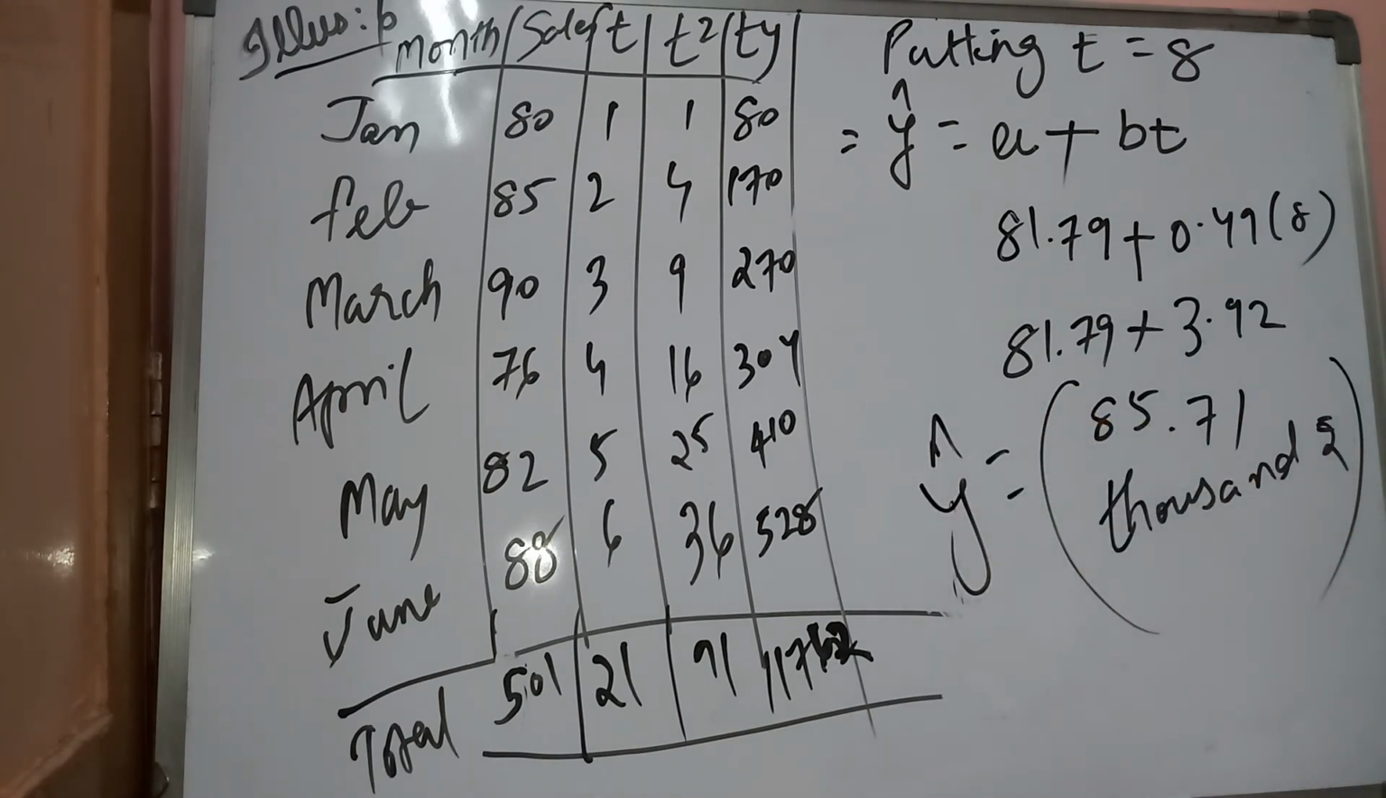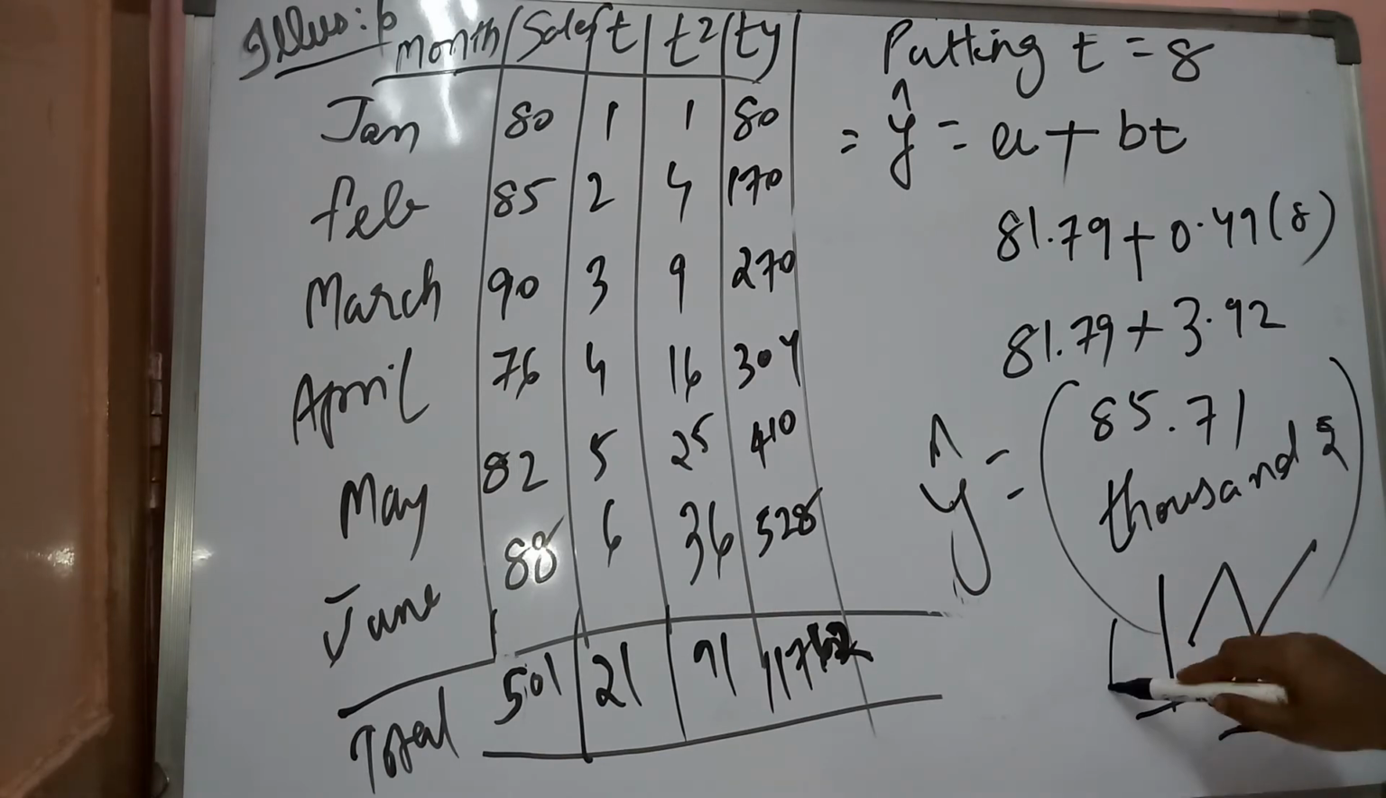Now you have to represent it in the graph also. I am not having the space, just look into your textbook. The graph is given like this, right? So you have to plot the time on your x-axis, that is year, and your sales on the y-axis. Then time is like this: 1, 2, 3, 4. So January, February, March, April, May and June are given to you like this. And the sales have been given to you.